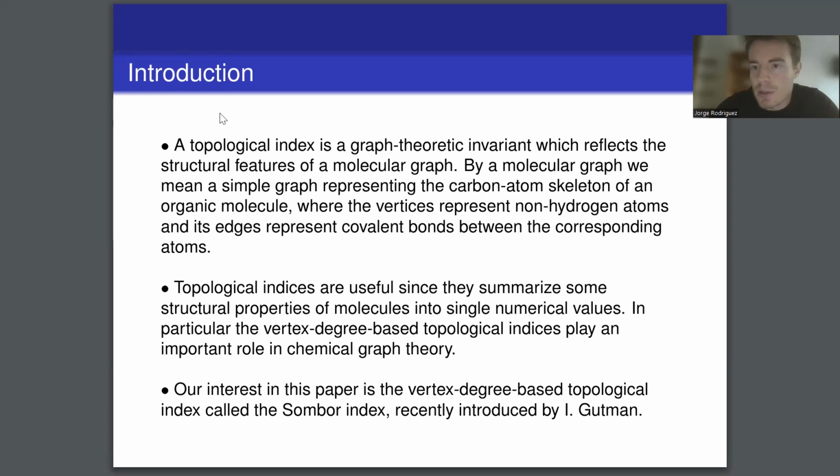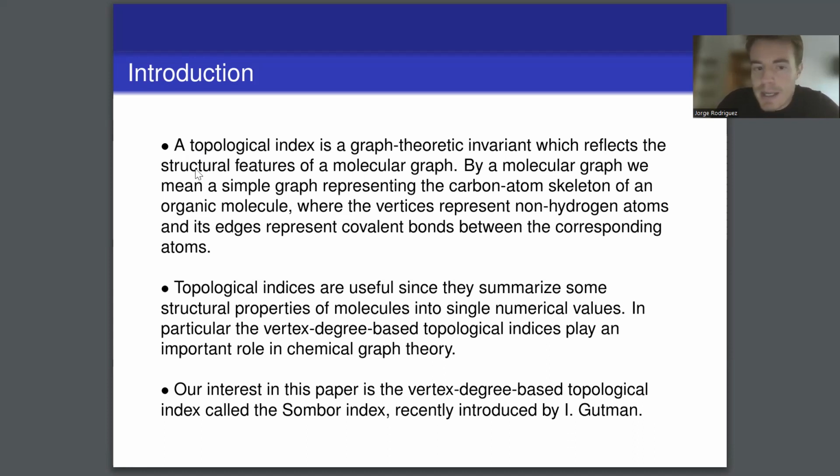In case someone doesn't know, a graph is simply a structure used to model a pairwise relationship between objects, and it's composed of two things, the vertices and the edges. In this case, the vertices are represented by these atoms, and the edges are represented by these covalent bonds between the atoms. Okay. Why are these topological indices useful?